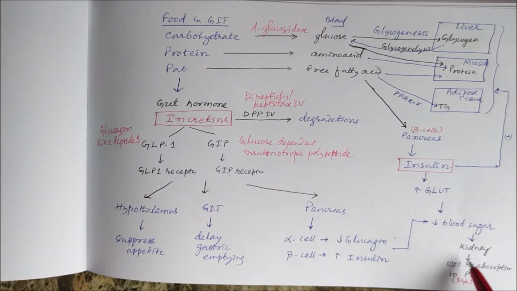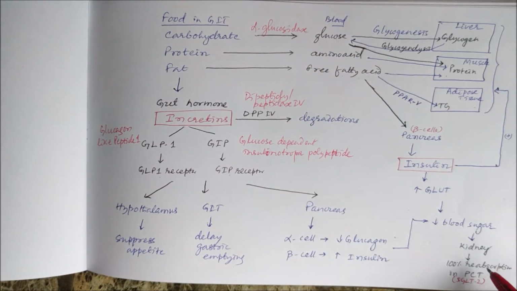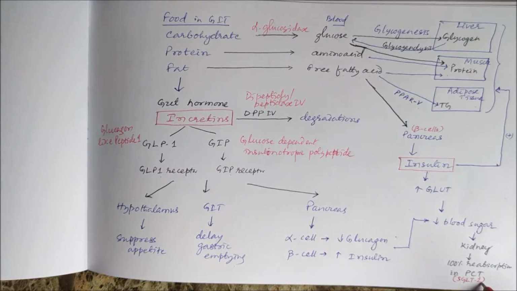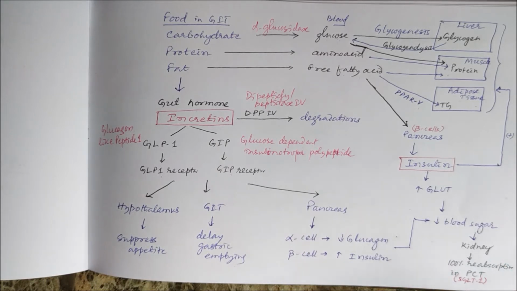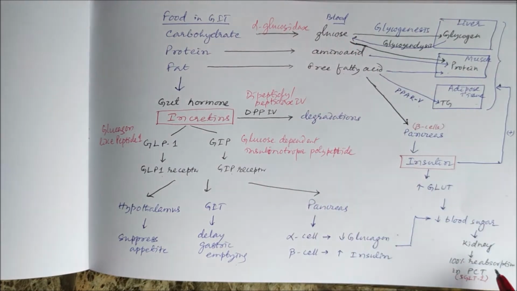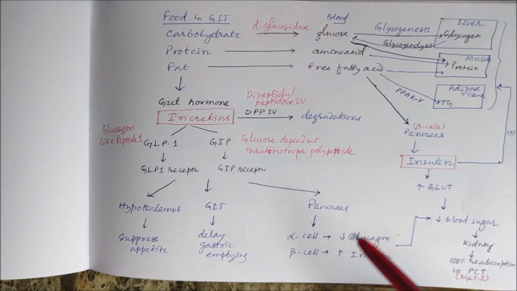Then finally this blood sugar or glucose is filtered through the glomerulus by glomerular filtration, but 100% of glucose is reabsorbed in the proximal convoluted tubule through the transporter called sodium glucose cotransporter 2. When there is more sugar in the blood, that creates a pressure on the kidney, and this 100% reabsorption doesn't occur, and that will cause diabetic kidney.